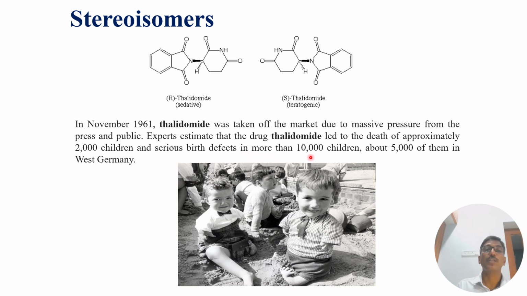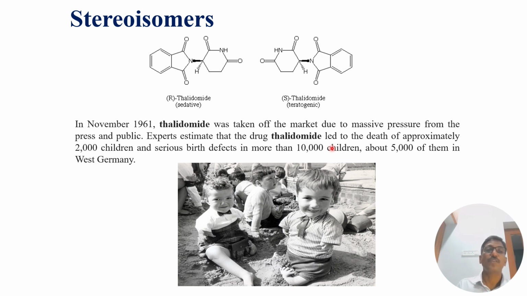birth defects in more than 10,000 children, about 5,000 of them in West Germany, after the Second World War. It led to several deaths, approximately 2,000 children. That's due to the stereochemistry involved in it. That is, the two enantiomers R and S, as I mentioned. One is sedative, the other one is teratogenic. Until then, the importance of the stereochemistry of a particular enantiomer was not understood. They did not analyze properly.